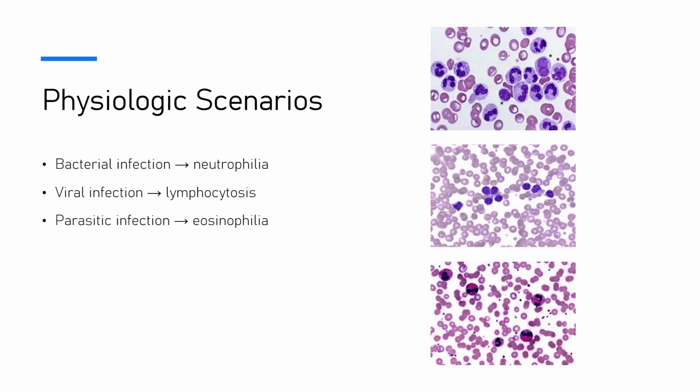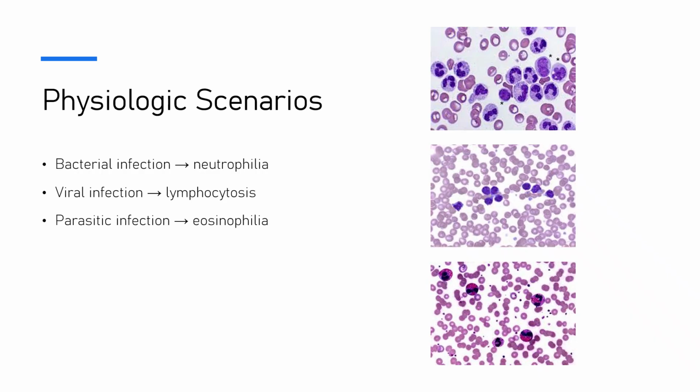In contrast, viral infections are more commonly associated with lymphocytosis, which is an increase in circulating lymphocytes. These lymphocytes may appear reactive or atypical, showing larger size and more abundant cytoplasm as they become activated in response to viral antigens. Finally, parasitic infections frequently stimulate eosinophilia, meaning elevated eosinophil counts. Eosinophils contain specialized granules that are particularly effective in responding to parasitic organisms and certain allergic responses.